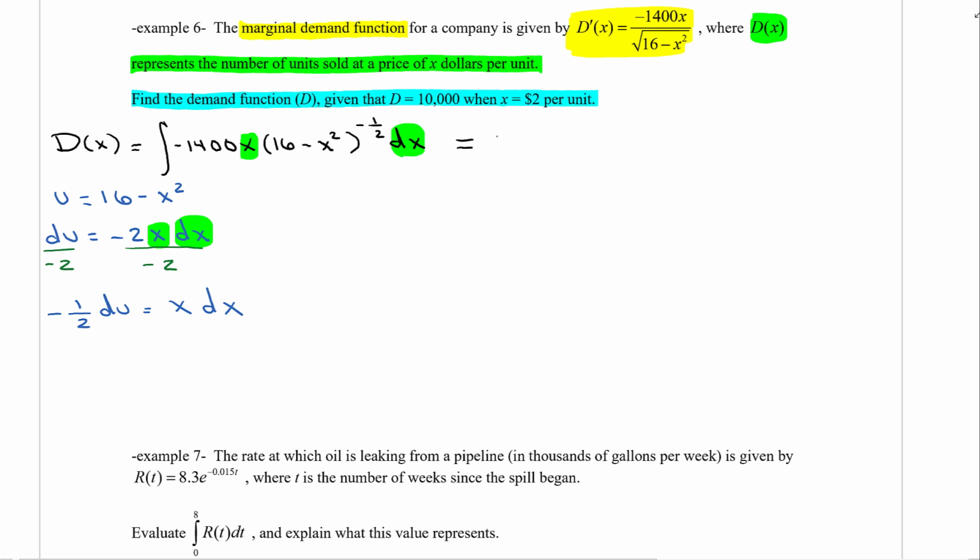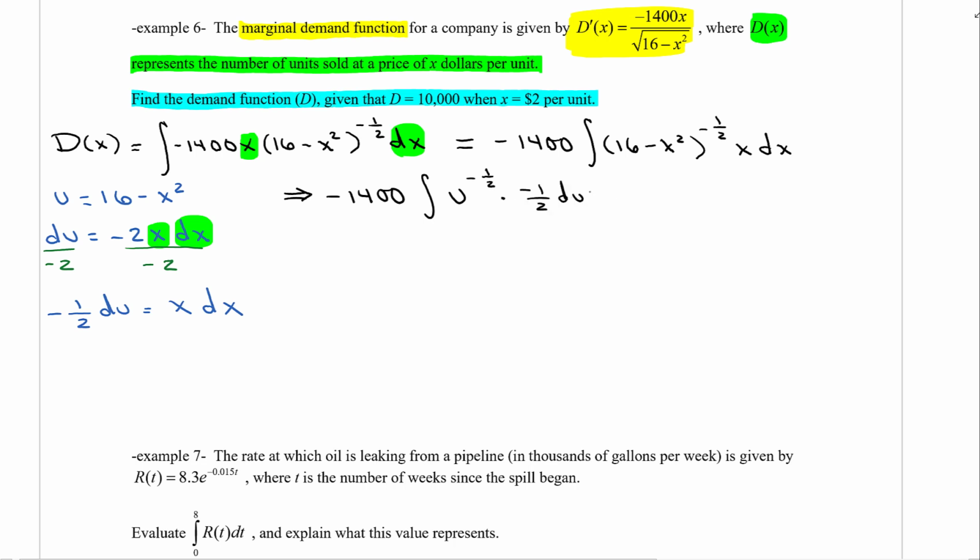So my integral is going to be equal to negative 1400 times the integral of (16 minus x squared) raised to the negative 1/2 power times x dx. Now we're ready to do our u substitution. This is going to turn into negative 1400 times the integral of u raised to the negative 1/2 power times negative 1/2 du. I'm going to factor out that negative 1/2, so it's equal to negative 1400 divided by negative 2 times the integral of u raised to the negative 1/2 power du.